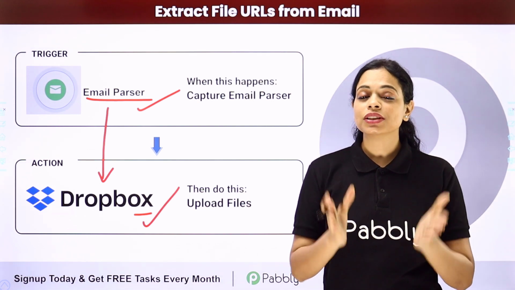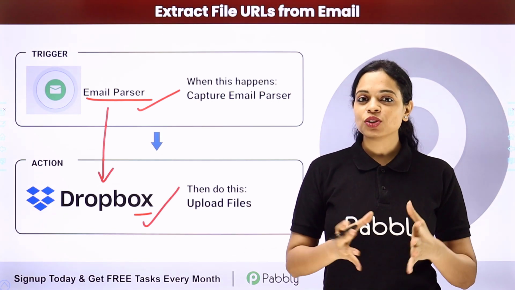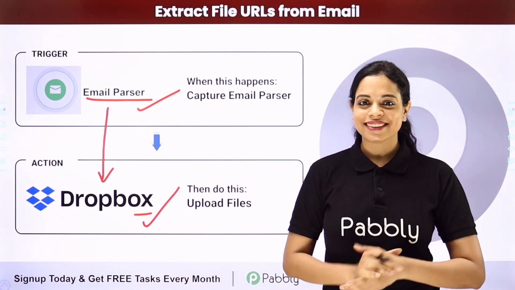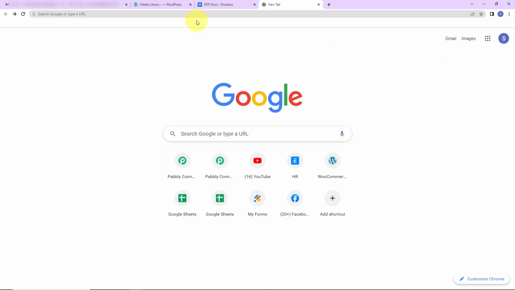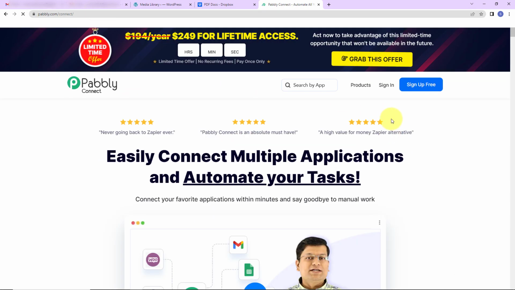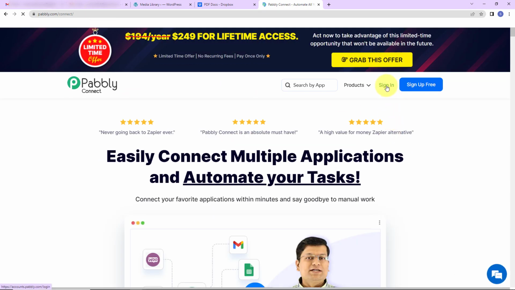Now how can you integrate and automate this entire process yourself? To understand that, let me take you to my screen. To begin with the process, we are first going to type the URL pabbly.com/connect. Here we have reached the landing page. We have the options to either sign in or sign up. I'm going to sign in as I'm an existing user.